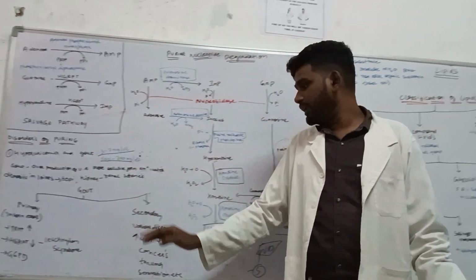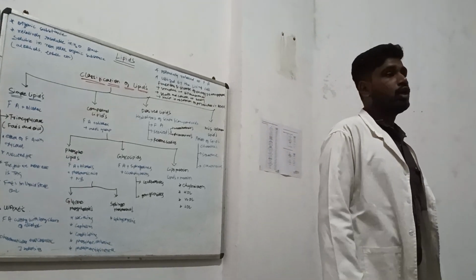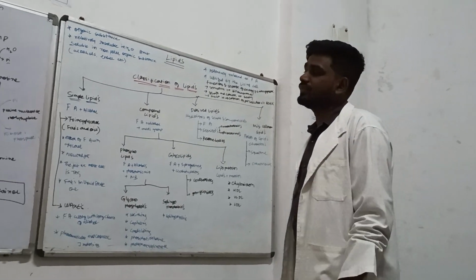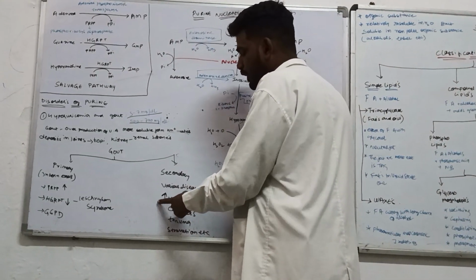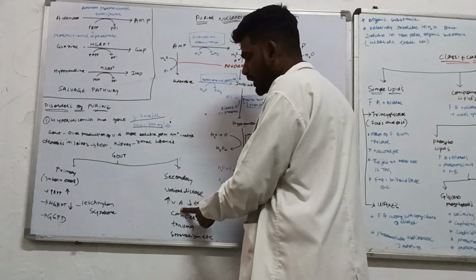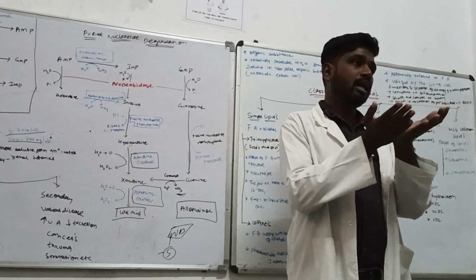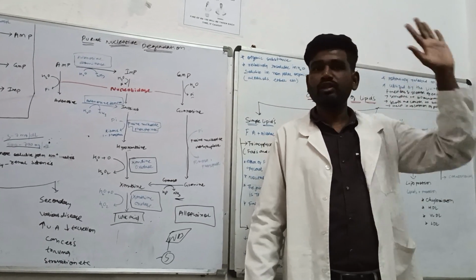Secondary gout is not due to a genetic defect. There are various diseases responsible for this secondary type. That means uric acid is produced inside your body but excretion is low. If uric acid is being made properly in your body but is not being excreted properly, then the uric acid will remain there in the circulation.